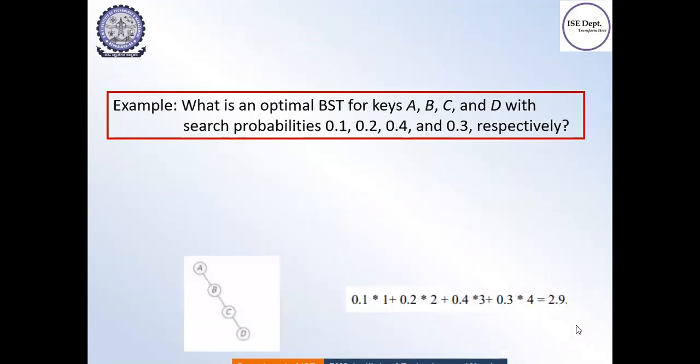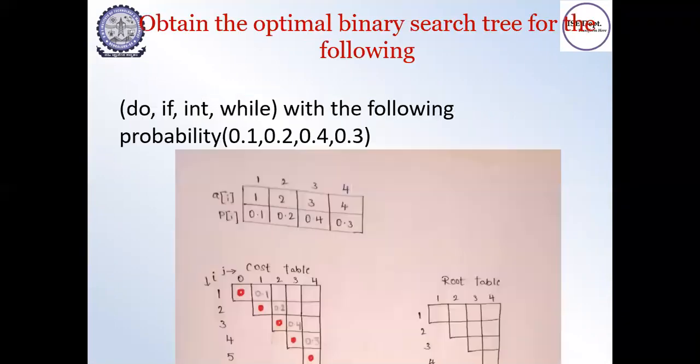This has already been explained, so now we'll go for the problem. Here in this problem, a set of keys is given. Consider this an example set of keys: do, if, int, while. Now I will represent these with different vertices: 1, 2, 3, and 4.